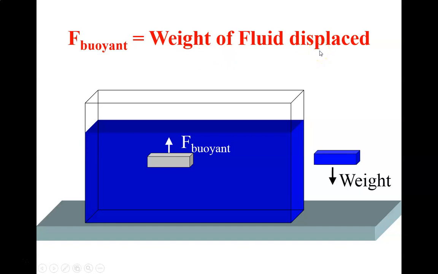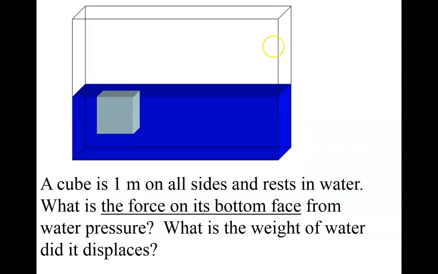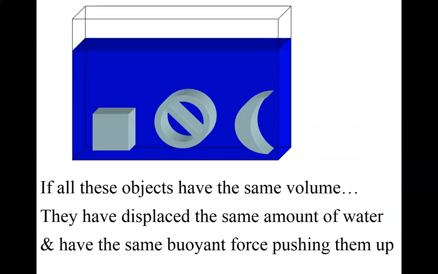The derivation of that is beyond what we're going to get into, but the buoyant force on an object is equal to the weight of the fluid displaced. So pause that and write that down. I've got the word important dancing around it, so that must be important. So if all of these objects have the same volume, then they've displaced the same amount of water and they have the same buoyant force pushing up on them. So the buoyant force doesn't depend on the shape of the object per se, it just depends on how much water has been pushed out of the way.